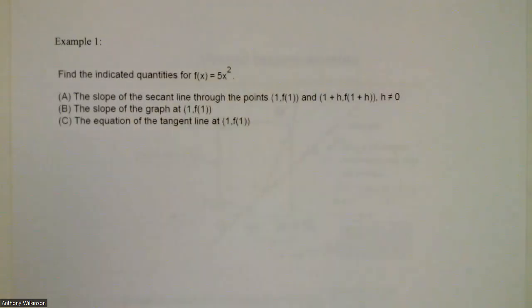So in this first example, we're going to find the indicated quantities for f of x equals 5x squared. And in part A, they want the slope of the secant line through the points 1 comma f of 1 and 1 plus h comma f of 1 plus h. And here in this case, your h is not going to be equal to 0. So let's start with part A.